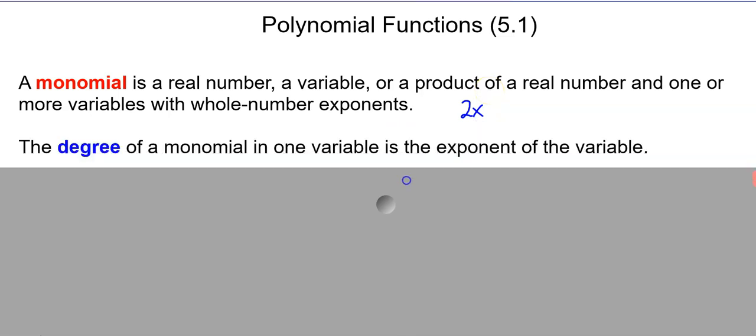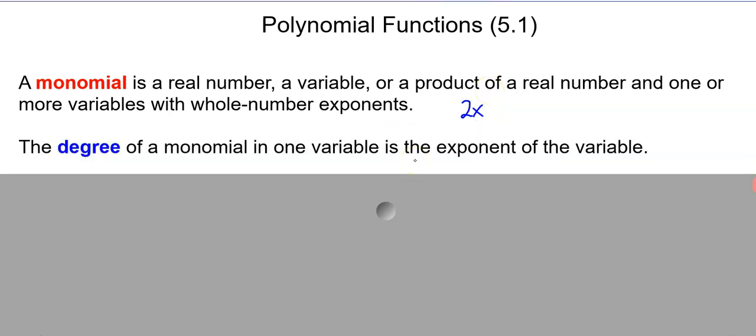The degree is the degree of the variable. So in this case, because the x is to the first degree, this is a first degree, or degree equals 1, monomial. So if we had something like negative 3x to the fourth, that would be degree equals 4, fourth degree.